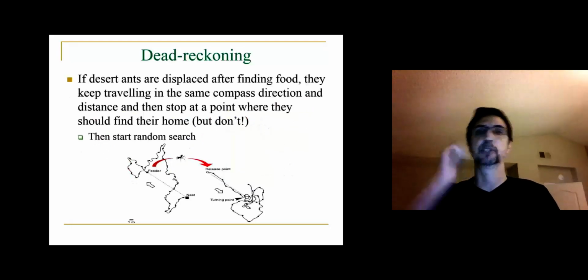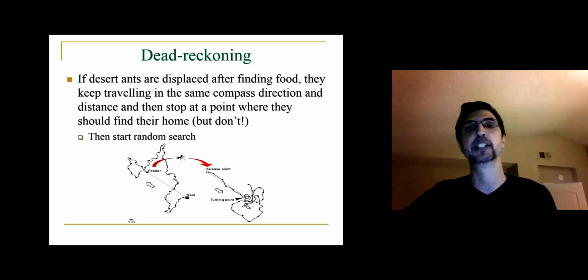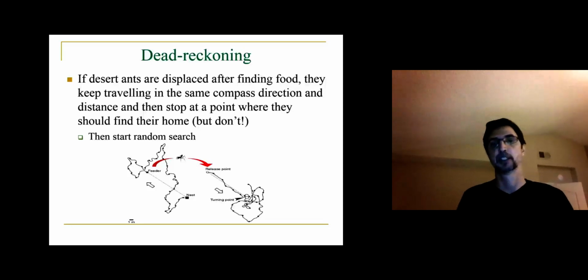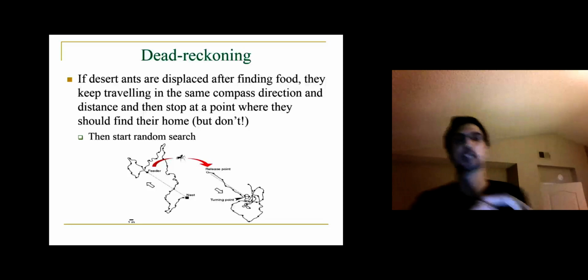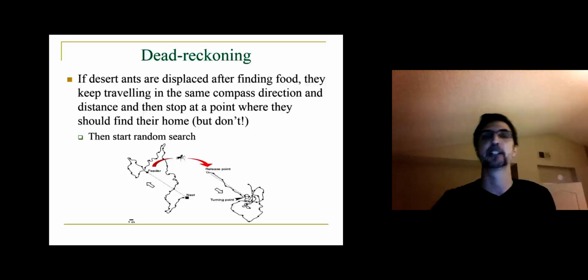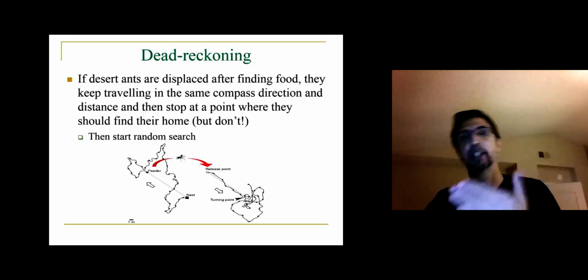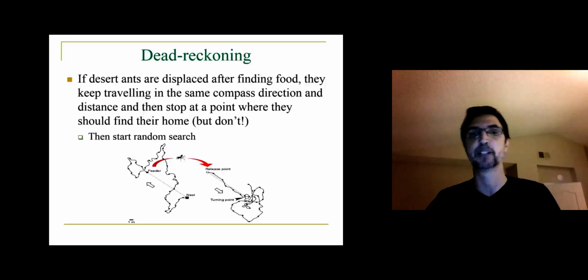Right, so some of the earliest strategies for studying this used what's called the displacement paradigm. After an ant finds food, you pick it up and put it in a different location and you see what distance and direction it travels upon being released. And what you see is that they keep going in a direction and distance that would have been the right distance and direction if they had not been displaced.